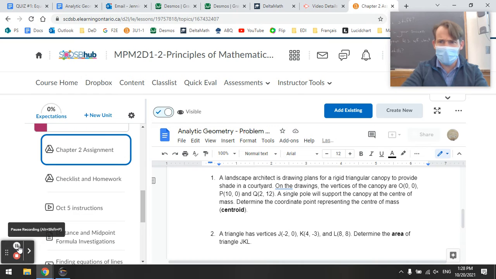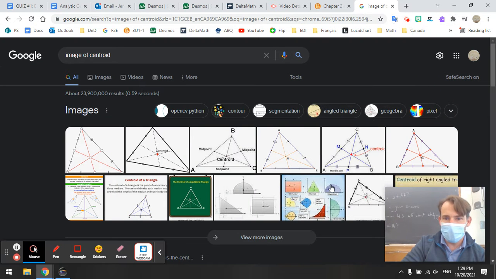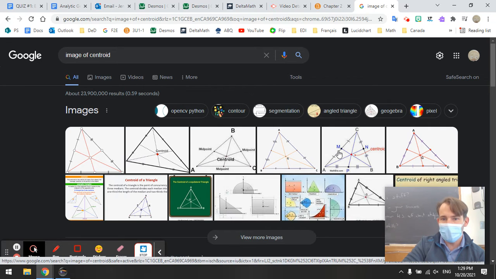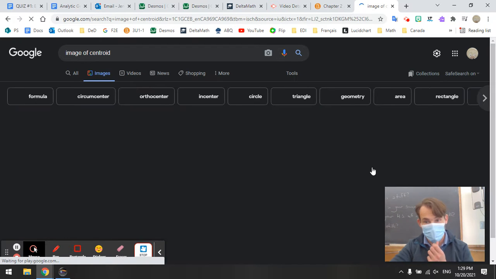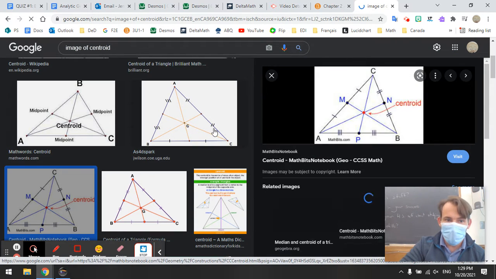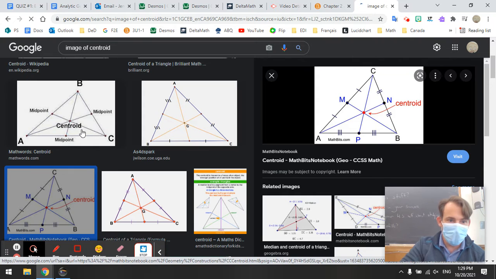What is the centroid, you ask? So here are some pictures of centroids. A centroid is found when we take the median of one side. So you have to find the midpoint, and then you put a line through that midpoint and the opposite vertex. That will give you a line that's called a median. And then when you take one more median, they will intersect at the centroid.